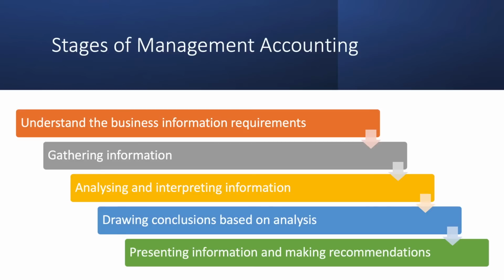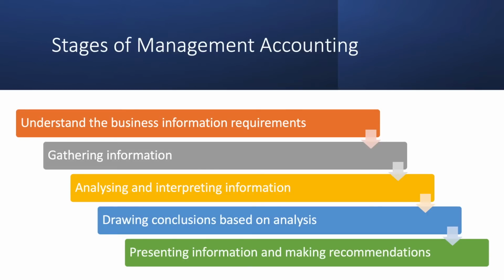The first stage is understanding the business information requirements. The second is gathering information. Third, analyzing and interpreting information. Fourth, drawing conclusions based on analysis. Fifth, presenting information and making recommendations. Let's dig into each stage one by one so that we can understand it easily. That will help us remember it.